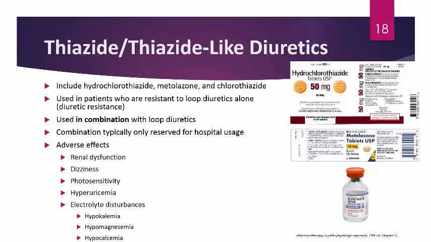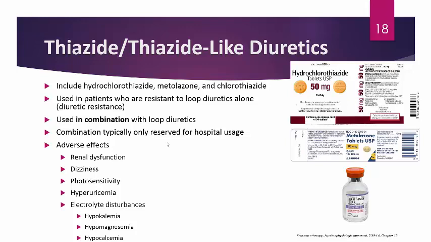So essentially, these patients have to be on a loop diuretic already before you actually use the thiazide diuretic. So these medications are actually used in combination with loop diuretics. And that is important to note. They should not be used as monotherapy in patients with acute decompensated heart failure. Also, this combination is only typically reserved for hospital usage as a result of potential adverse effects that may occur with the combination use of these agents.